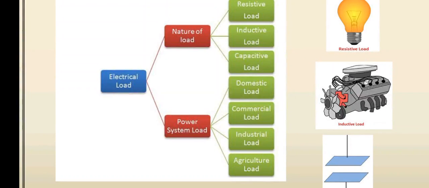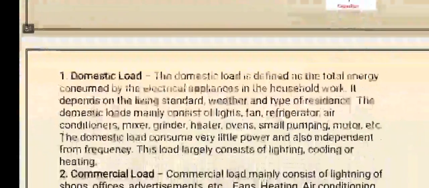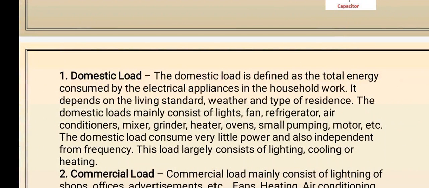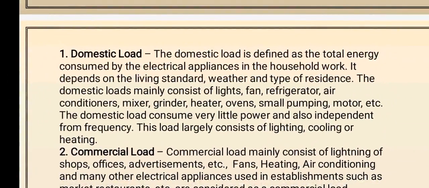Power system load is generally classified into domestic load, commercial load, industrial load, and agricultural load. The domestic load is defined as the total energy consumed by the electrical appliances in household work. It depends on the living standard, weather and type of resident. The domestic load mainly consists of light, fan, refrigerator, air conditioner, mixer grinder, heater, oven, small pumping motor, etc. The domestic load consumes very little power and is independent of frequency. It largely consists of lighting and cooling or heating.